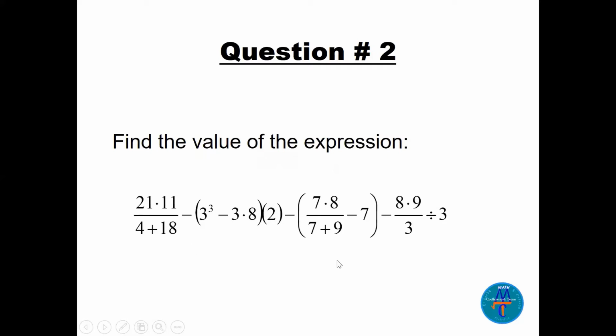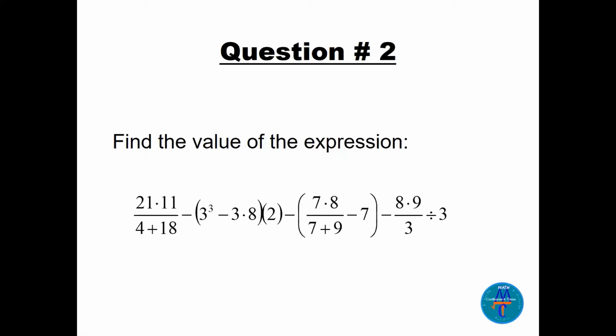Please, you can pause the video a little and then see 21 times, this is a times, because the dot in the middle, times 11 over 4 plus 18 minus etc. 3 cubed in the bracket, 7 times 8, 7 plus 9 minus 7 minus 8 times 9 over 3 divided by 3. Just let's get the whole answer as a nice number. I promise this is a nice answer.